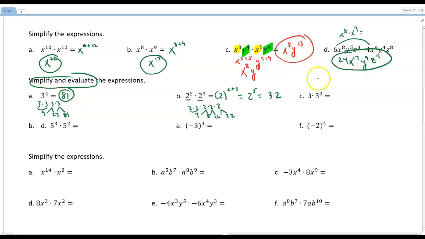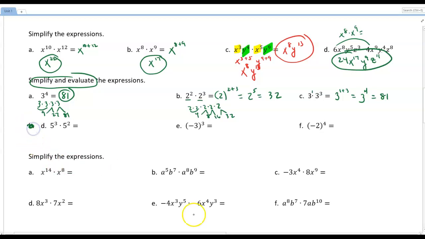Letter C, 3 to the 1st power times 3 to the 3rd. What do I do with the exponents? I'm going to add them to get 3 to the 4th power. Now, I could go right away back to A and say that 3 to the 4th power, we can evaluate it to get 81.